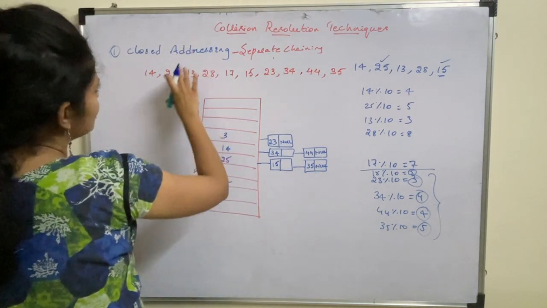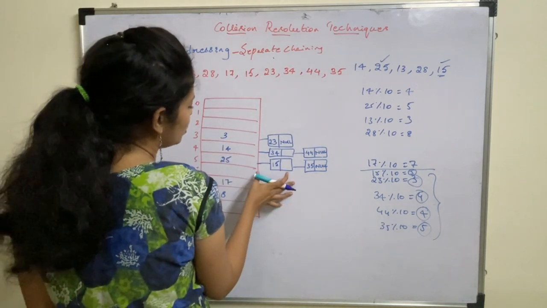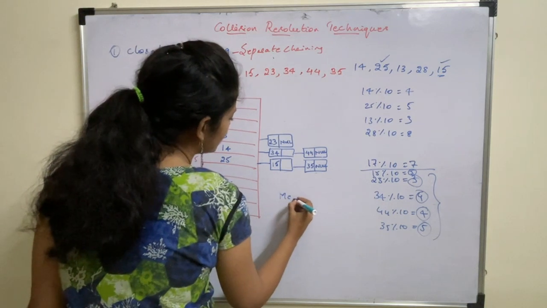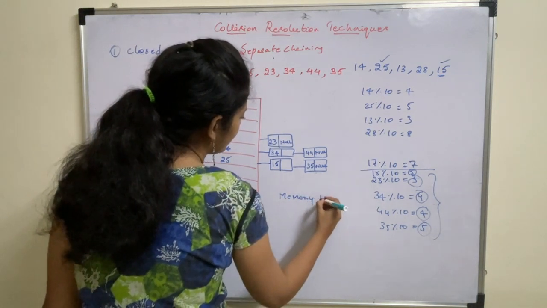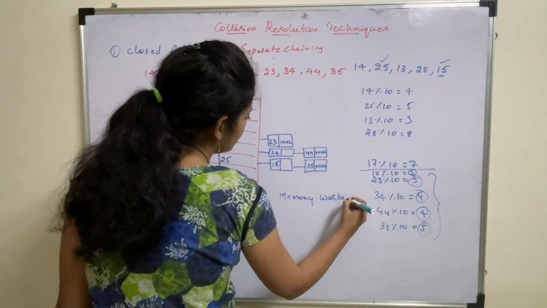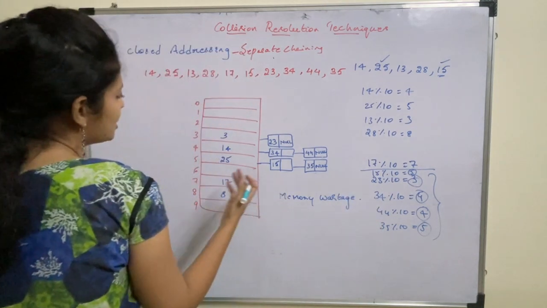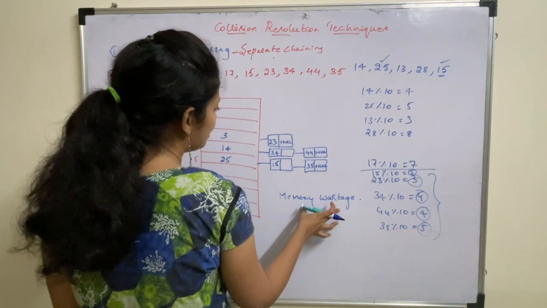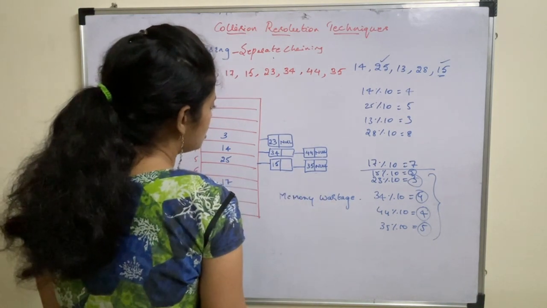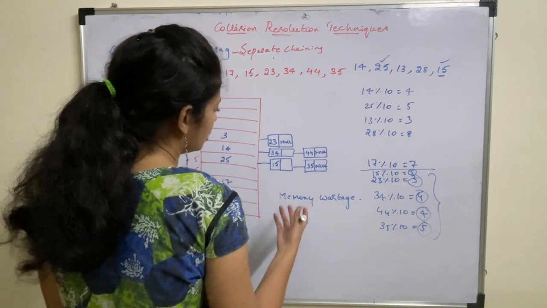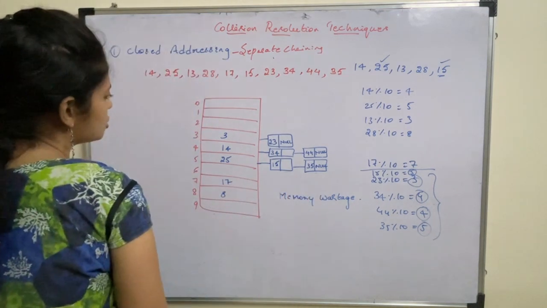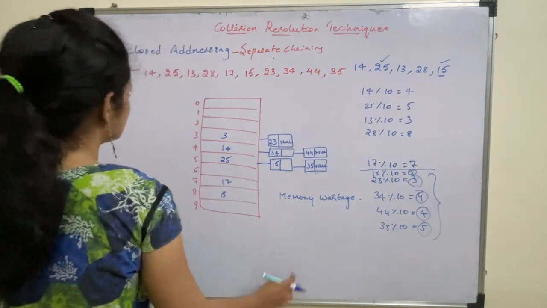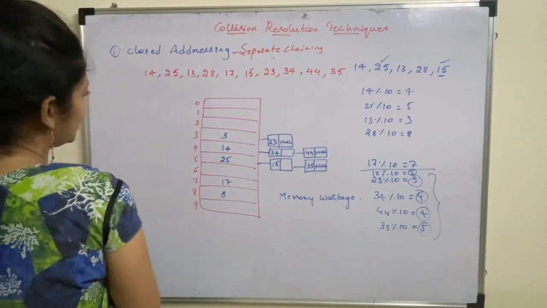The advantage is that this method is very easy to implement, but the disadvantage is memory wastage. As we are using linked lists here, these links occupy more space, so there is a lot of memory wastage in order to store these links. As we discussed in our linked list concept, linked lists always occupy more storage space. So that is the drawback of the separate chaining method.